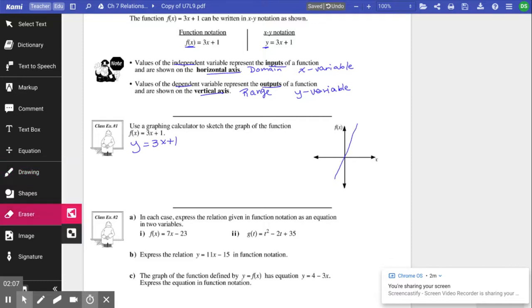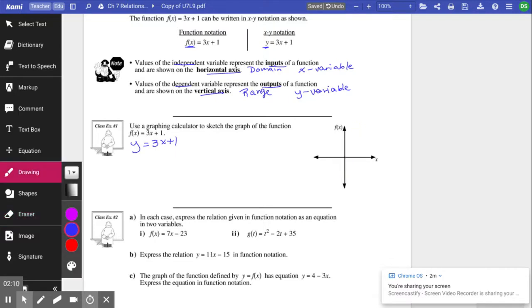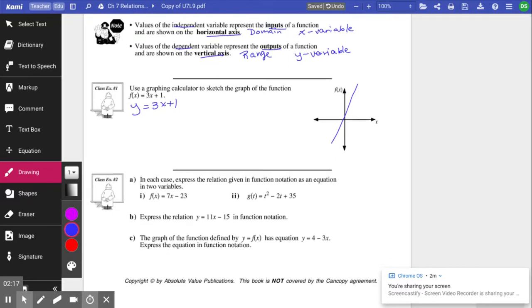Sorry, that does not go through the origin. It's just slightly above the origin. So it's not hard to graph it. If it's a function, just change it to a y equals.